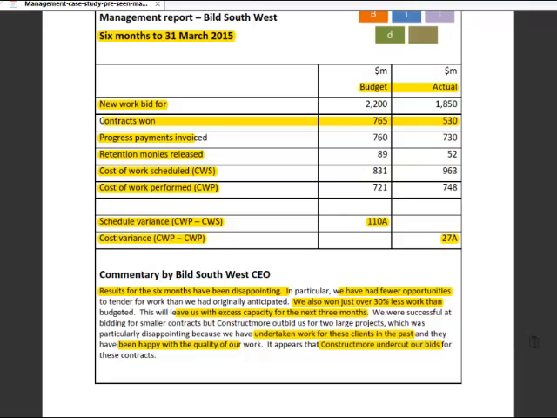We were successful bidding for smaller contracts, but the large competitor Cont'd outbid us on 2 large projects. This was disappointing because we'd undertaken work for these clients in the past and they'd been happy with the quality. So they've lost some clients. Now this is important. It appears that Cont'd undercut our bids for these contracts. So in a competitive environment, a bigger player is cutting margins and you're losing work. That has to be of great importance to senior management, one would have thought. And there's nothing here to say, well, this is what we're going to do about it.